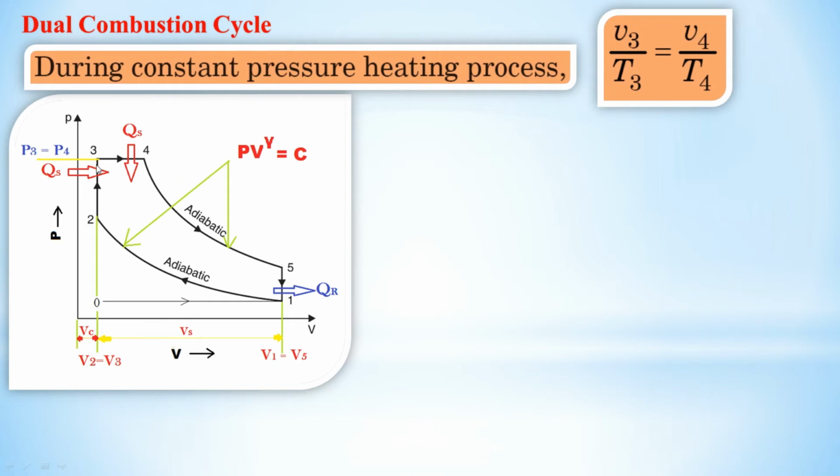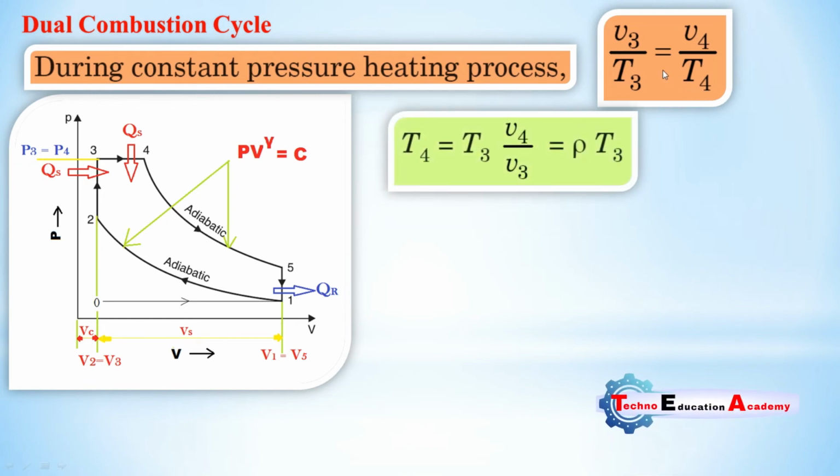Same as during process 3 to 4. Process 3 to 4 is a constant pressure heat addition process, so here the pressure remains constant. Here we apply the combined gas law, PV by T equal to constant. So P3 V3 by T3 equal to P4 V4 by T4. But here P3 equal to P4, so it is cancelled out. So the remaining term is V3 by T3 equal to V4 by T4. Now we make T4 the subject, or we can say cross multiply, so T4 equal to T3 into V4 by V3.